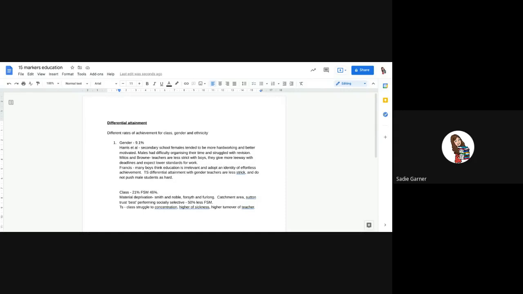So the third then is ethnicity. There's differential attainment when it comes to ethnicity. Again, it would be useful to have some statistics there of the differential attainment when it comes to ethnic groups. So you're 49%. Oh, is it 49%?